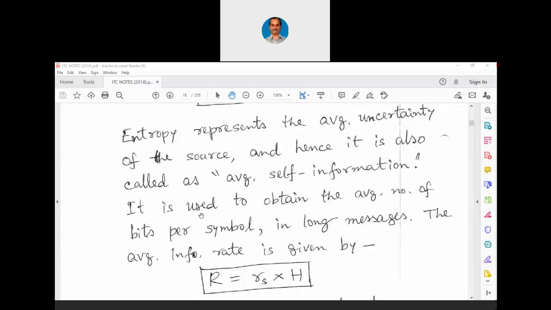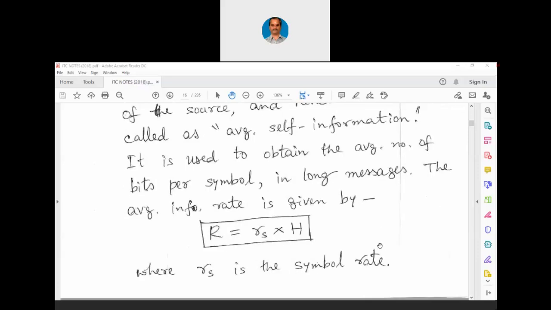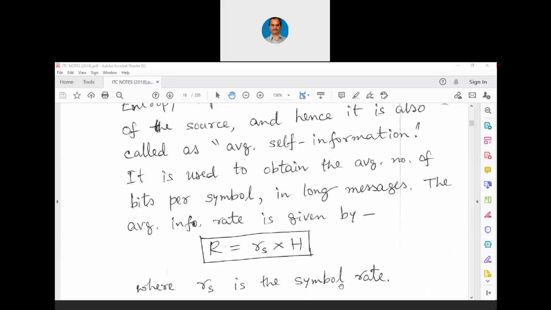So in such a case, it is used to obtain the average number of bits per symbol in long messages, and the average information rate is given by capital R equals RS into H, where RS is the symbol rate. This we had discussed earlier: bits per symbol, symbols per second. That becomes bits per second. That is what RS is. Now this RS we know because we know about the nature of the information source. And H also we will know because we know the character set which is utilized by the information source.